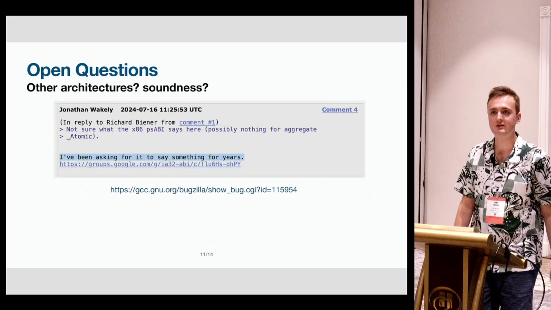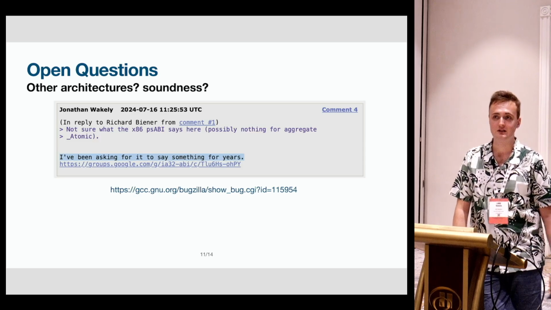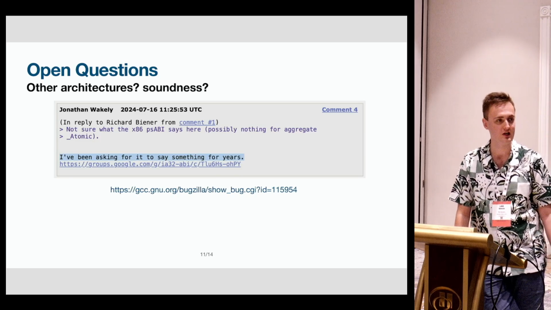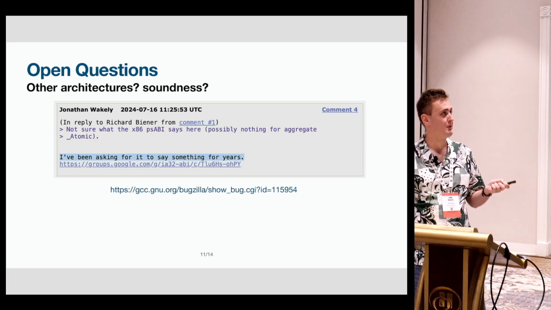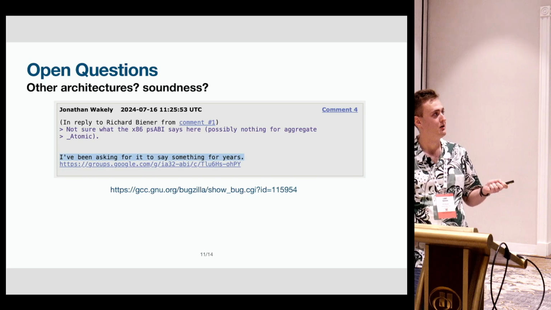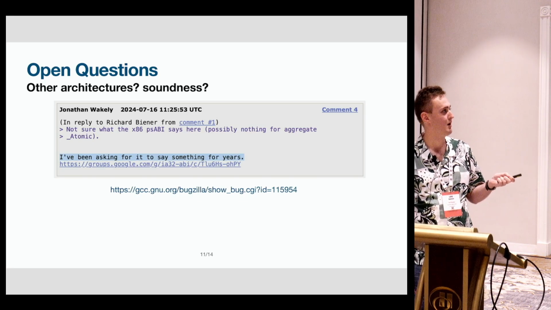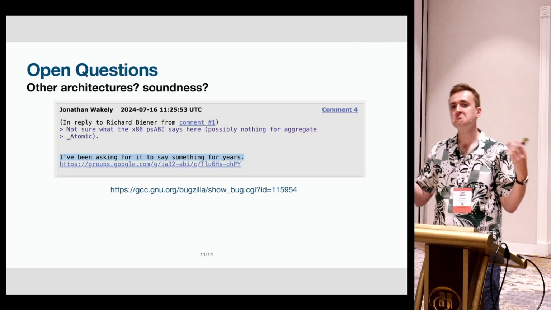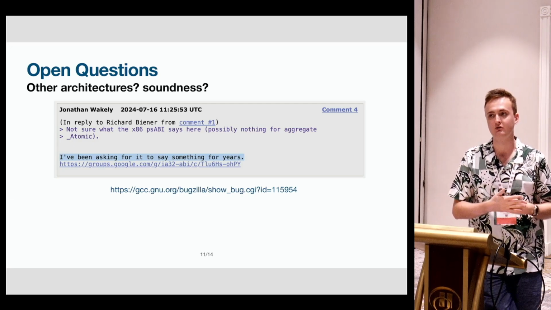That's about it. That's the technical stuff. Now this is a formal PL testing audience, so some open questions here, like, does this apply to other architectures? This was the reply we got when we reported that atomic struct bug. Someone was asking what the x86 ABI says about all of this, to which the reply was, I've been asking for it to say something for years. So it's possible that this applies to other architectures. We don't know, we haven't looked.